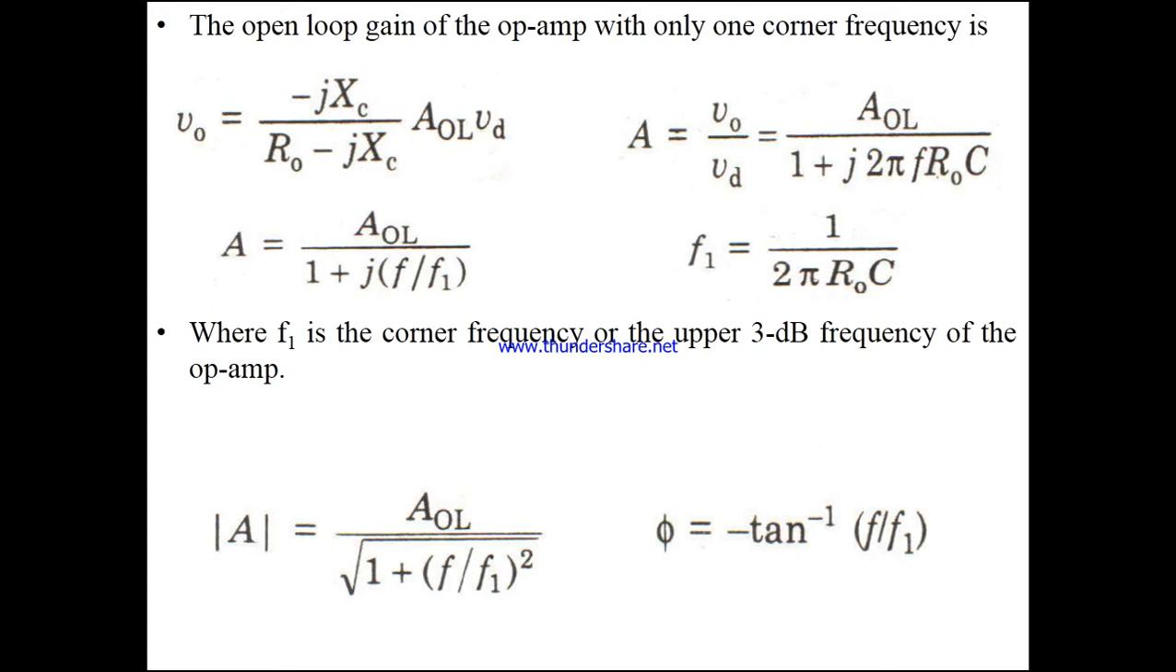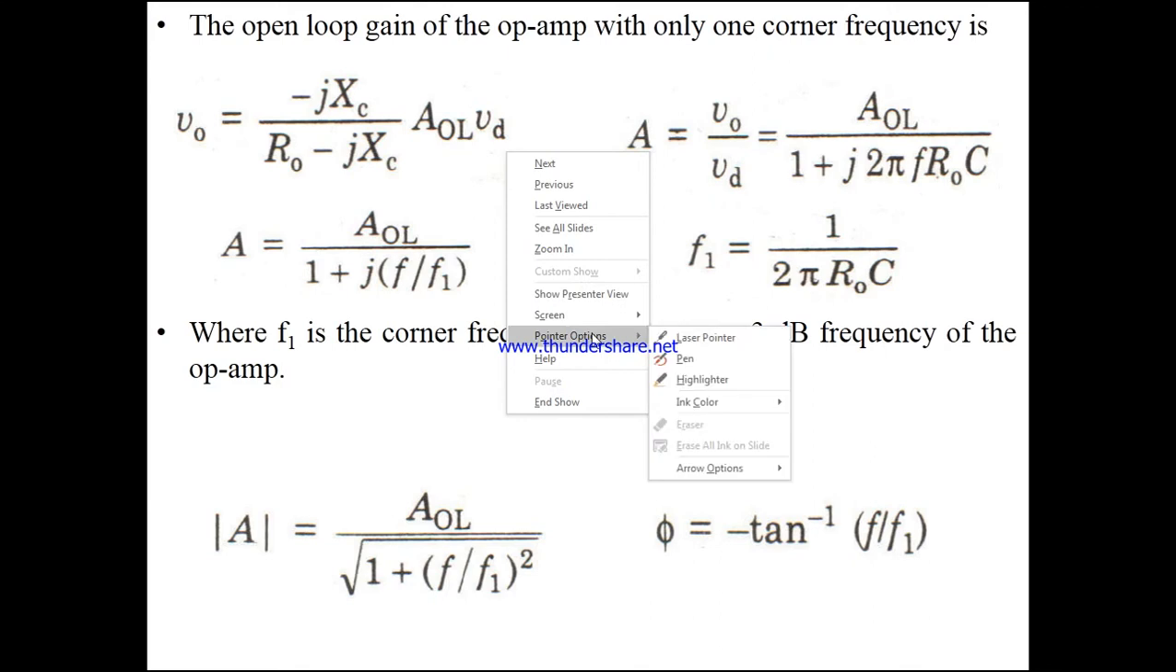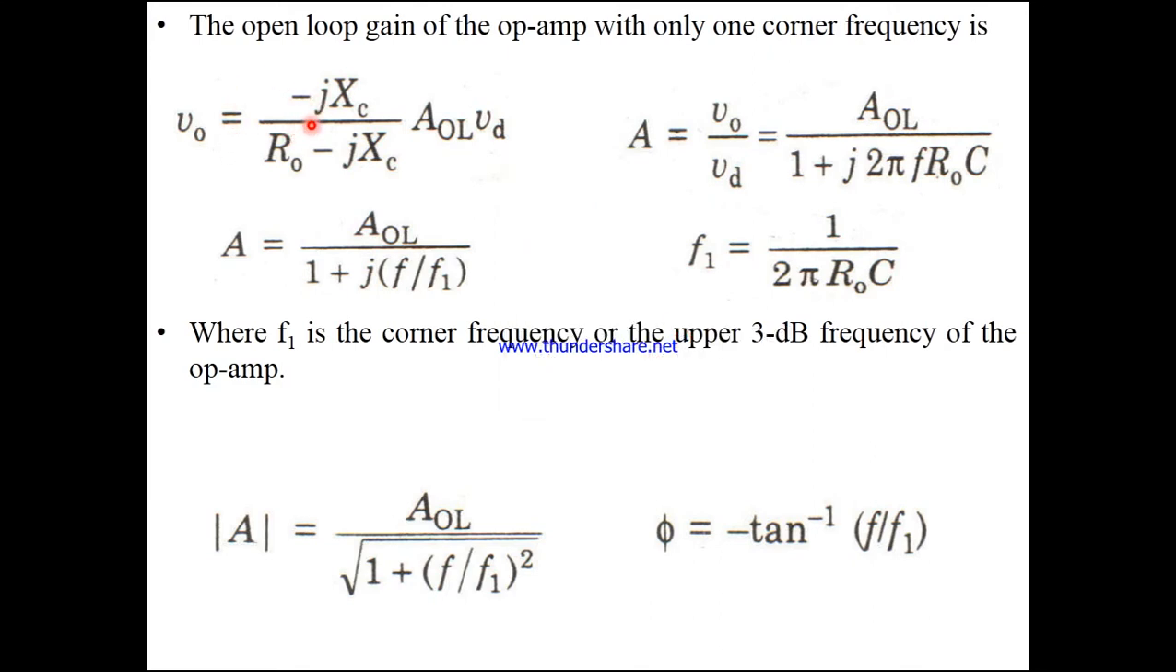The open loop gain of the operational amplifier with only one corner frequency is given by the equation V0 equals minus jXc divided by R0 minus jXc, times AOL, times V0. Substituting Xc equals 1 by 2 pi fc, we get this equation. Taking f1 equal to 1 by 2 pi R0 C, therefore A equals AOL divided by 1 plus j f by f1. Here f1 is the corner frequency, the upper 3 dB frequency of the operational amplifier. Taking the magnitude, we get this equation, and this is the phase angle.